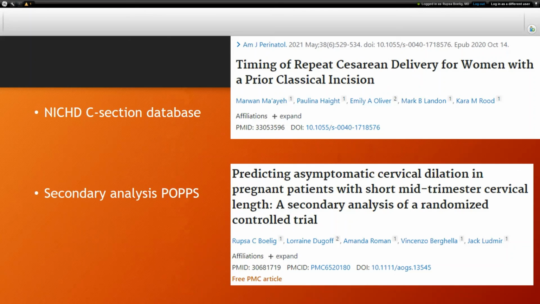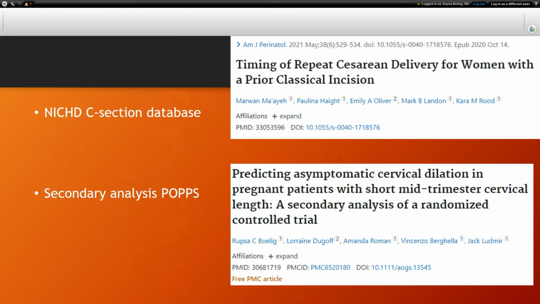Just to give you an example of some publications from secondary analyses, again, this was from a group of fellows here. And actually, this might have been Emily's residency project that she carried forward. But this was using the NICHD C-section database, and again, that was a large cohort study. So you could look at a number of different specific questions. This is prior classical incision. You could look at abdominal cerclage. You could look at prior myomectomy. So you could look at something completely unrelated, like a maternal risk factor. So a lot of different ways to slice that cake.